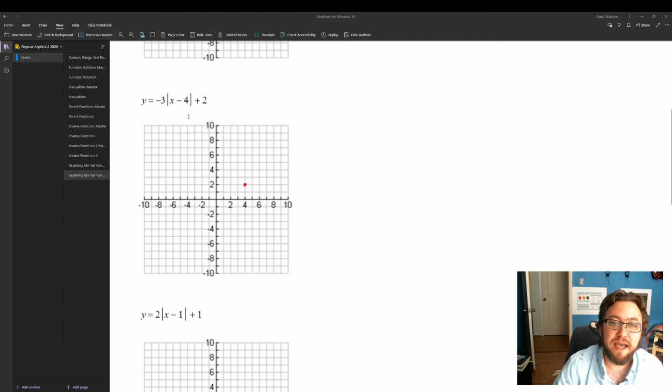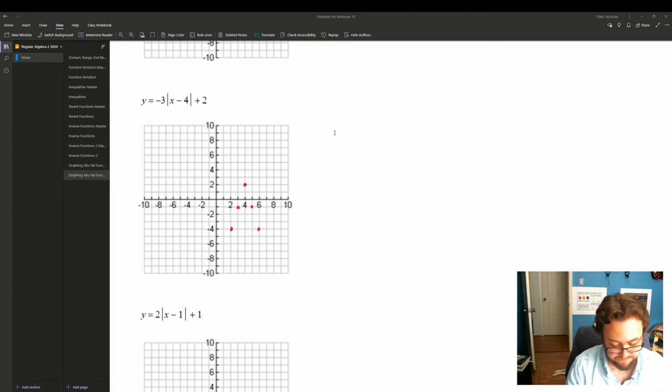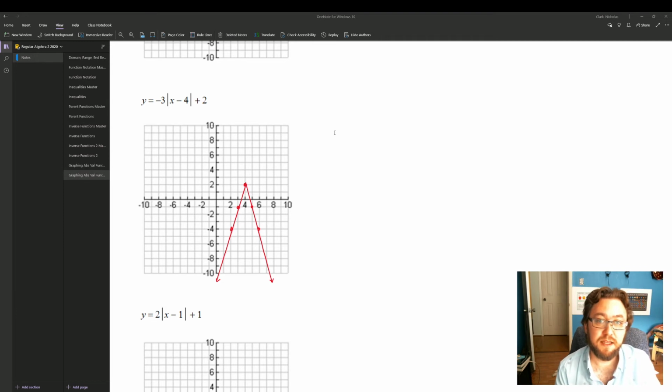Okay, now I'm going to look at what's in front of my bars. And I've got a -3. So I'm going to make a slope of -3. 1, 2, 3 down, 1 over. 1, 2, 3 down, 1 over. And you can see I've got the same V shape, so I know I did it right. Connect my dots. And that's all there is to it.